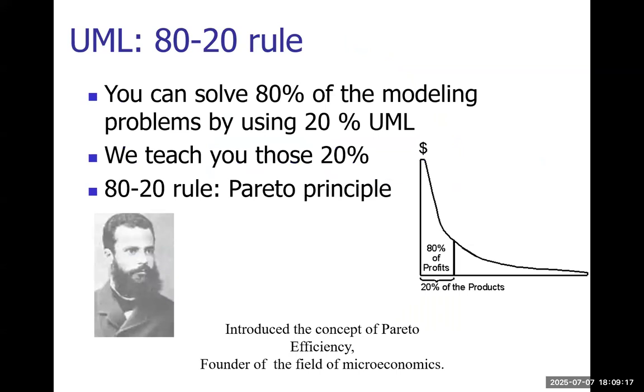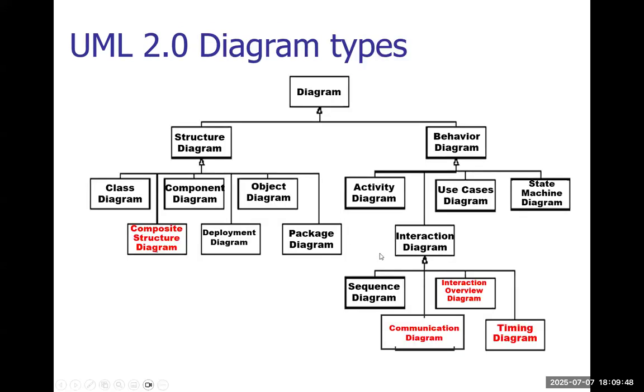Okay, so what do we learn in our 3 weeks? We are not going to learn every model. We use the so-called 80-20 rule: 80% of profit comes from 20% of products. So we focus on the 20% of the most often used models to answer most of the problems we may have. This gives you the UML diagram types.